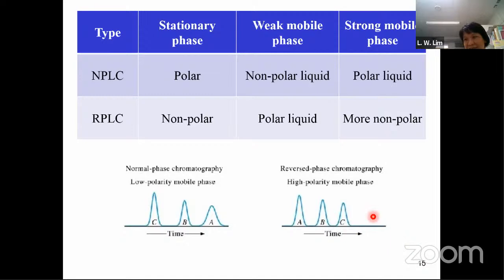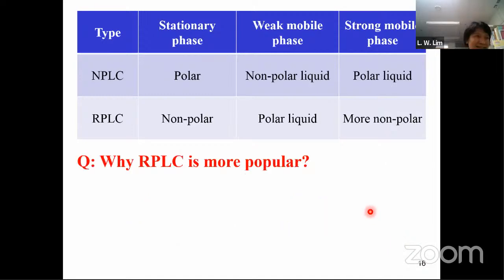I think I mentioned many times that reverse phase is more popular. Just one simple question: why do you think it is more popular? Maybe the column is cheaper. I don't know. Or how about the solvent, the mobile phase? Okay, I'll give you 30 seconds to think. Why is it more popular?